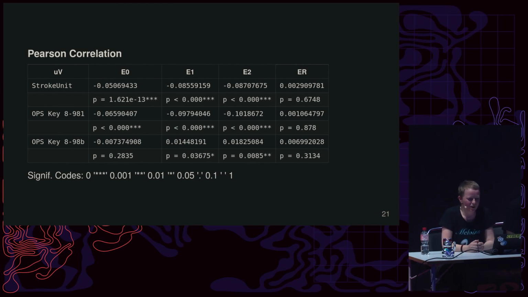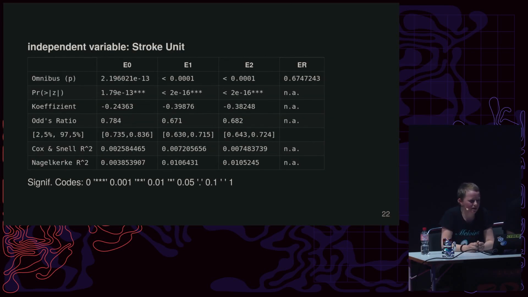Since correlation is a little bit too easy, we also did a so-called binary logistic regression. There you can not only look at the relation between two variables, but also to what extent, for example, the presence of a stroke unit affects the survival of a stroke. You can see here again our artificial data set E0, and on the left side different parameters for the test. I will tell you about them shortly.